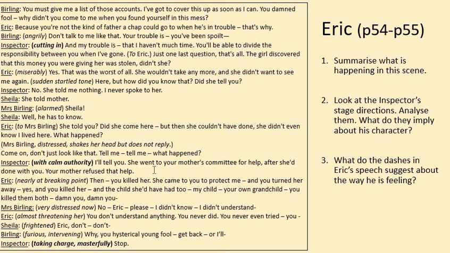And the inspector says, I'll tell you. She went to your mother's committee for help after she'd done with you. Your mother refused that help. And Eric, nearly at breaking point, says, then you killed her. She came to you to protect me and you turned her away. Yes, and you killed her. And the child she'd have had too. My child. Your own grandchild. You killed them both. Damn you.